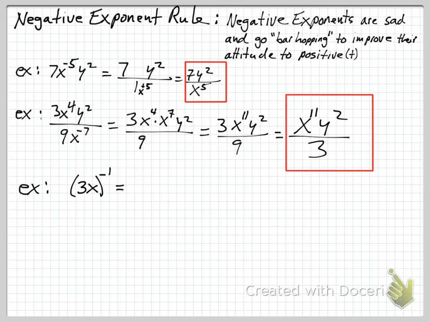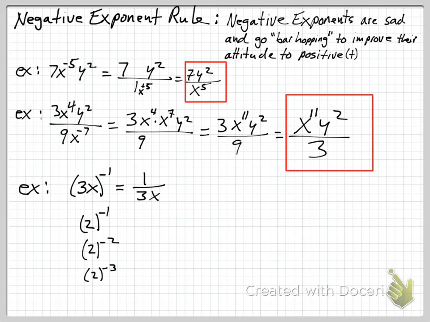What if I have something like this? And now I need to take into account my order of operations. My order of operations tells me that I have to take care of parentheses first and exponents next. So that means that not just the x, not just the 3, but the entire term has a negative exponent to it. So we need to take the entire thing to the denominator.